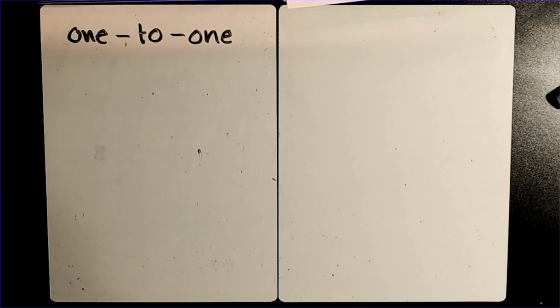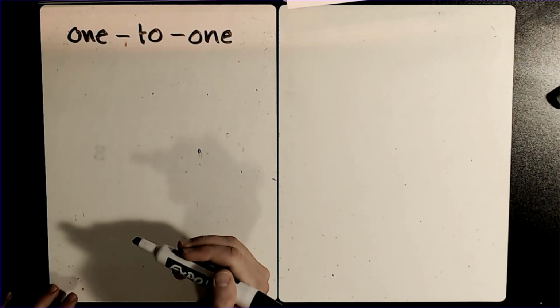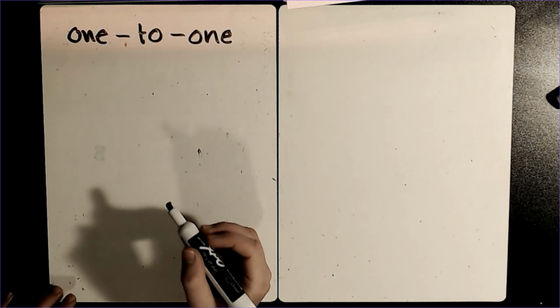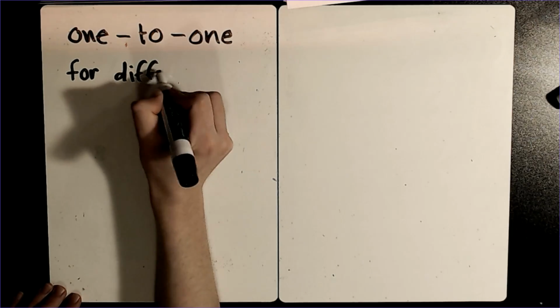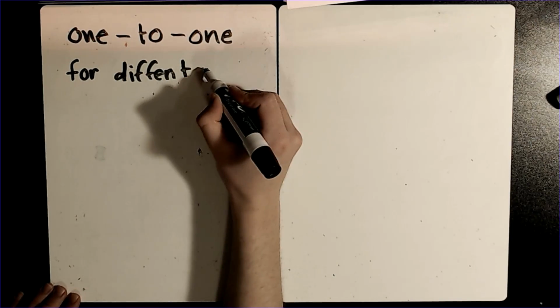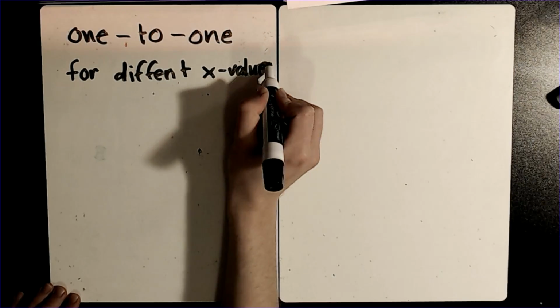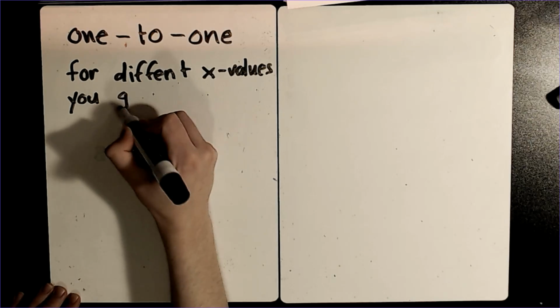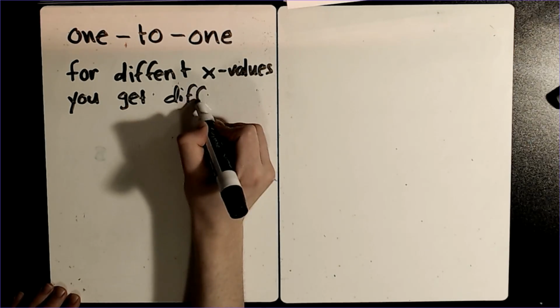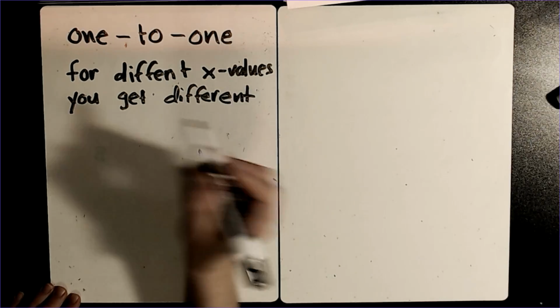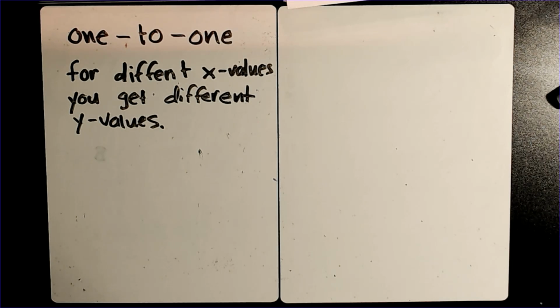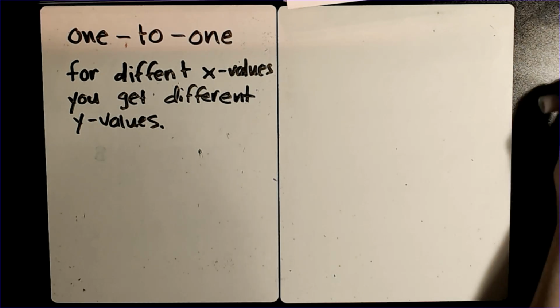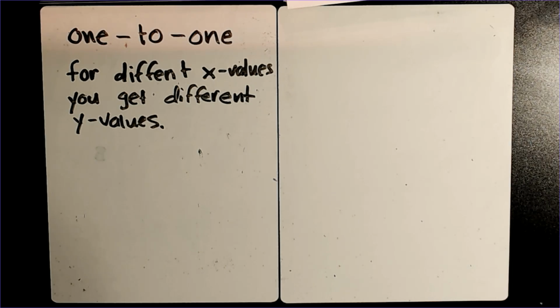So a one-to-one function is one that has, for each x value, well, I guess the way that it says it in the book is for different x values, you get different y values, okay? That's what it means for a function to be one-to-one: if you plug in different x values, you should get different y values. In other words, you can't get the same y value for different x values.